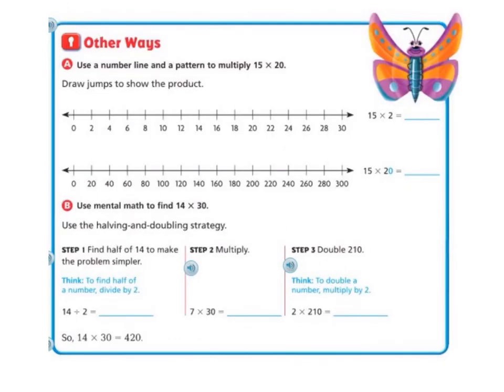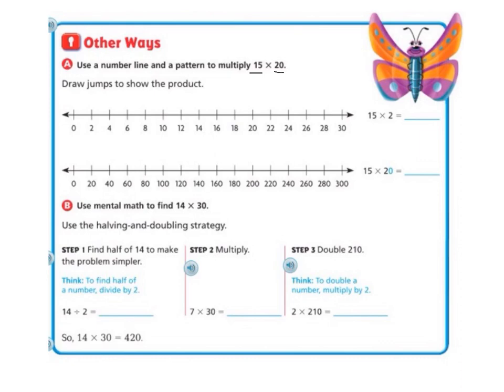Another way to multiply by a 2-digit number is to use a number line. In this example, we're multiplying 15 by 20. So in order to do that, we're going to multiply 15 by 2 and then jump 2 every time, and we're going to make 15 jumps.